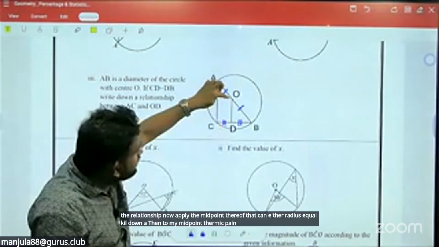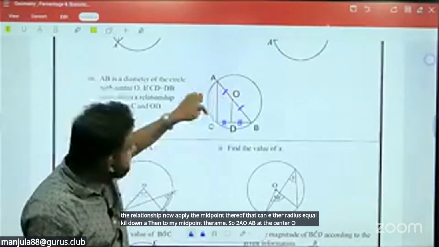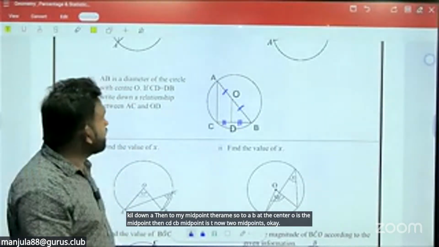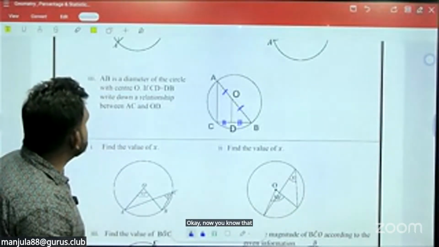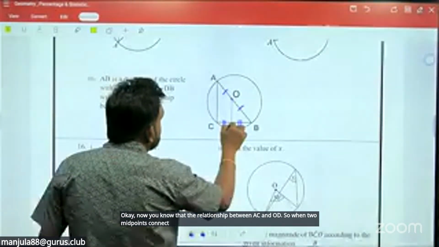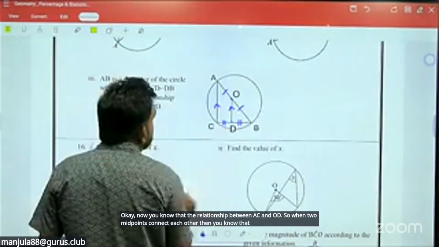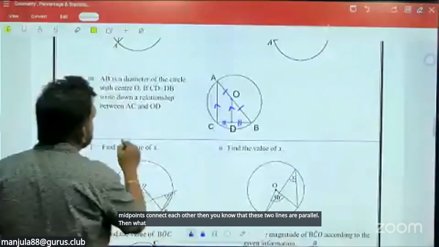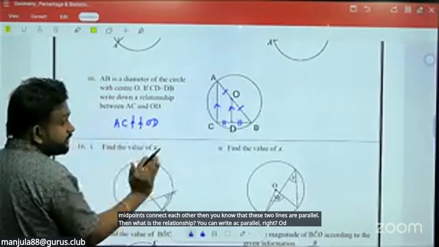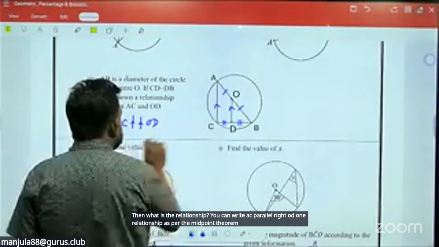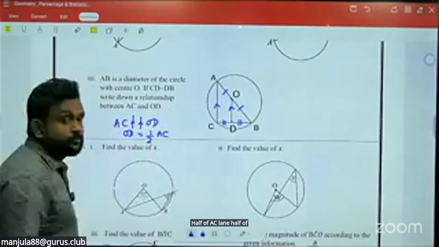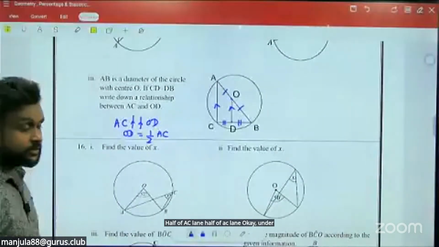So to AB, the center O is the midpoint. Then CB midpoint is D. Now two midpoints, okay. Now you know the relationship between AC and OD. So when two midpoints are connected to each other, then you know that these two lines are parallel. Then what is the relationship? You can write AC parallel to OD, one relationship as per the midpoint theorem. The other one is OD equals half of AC length. Okay, understood? Fine.